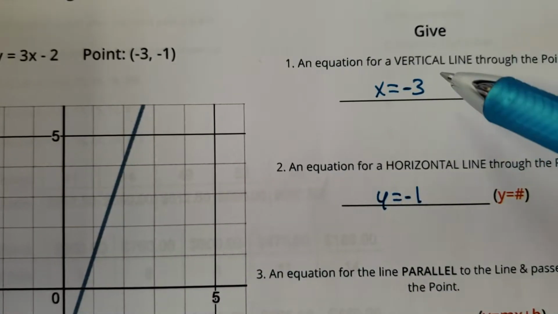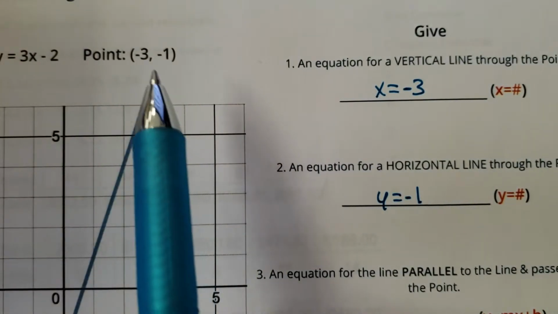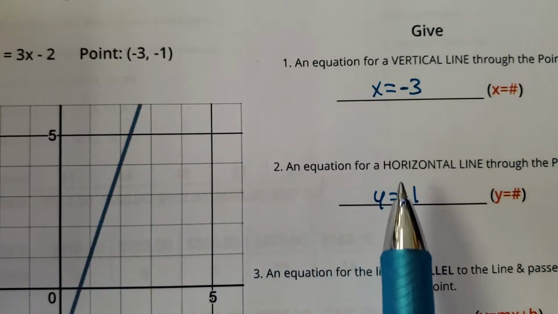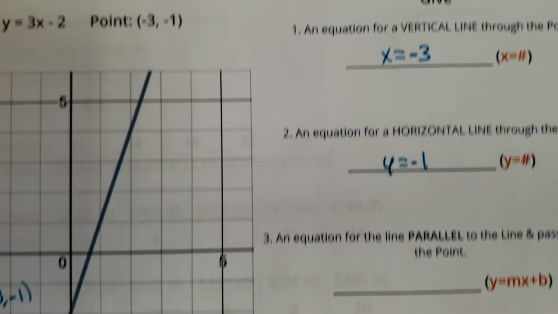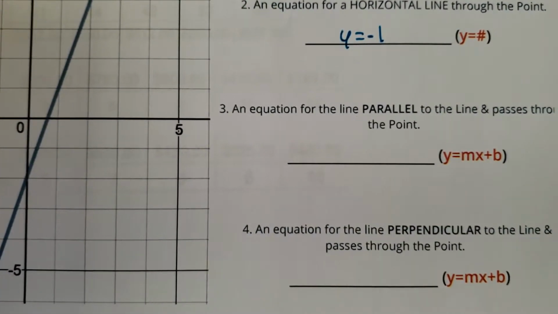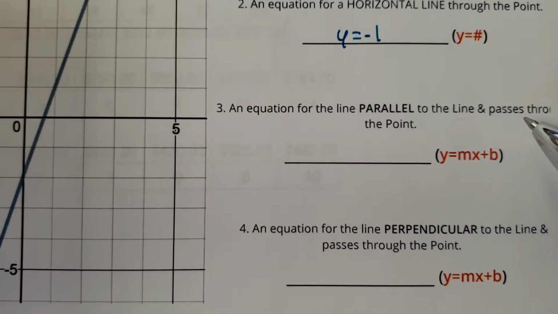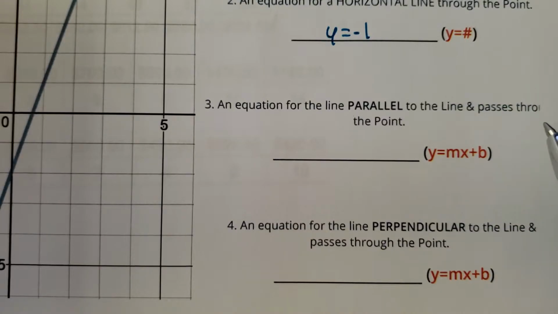If you want to have a vertical line go through a point, you just say x equals the x coordinate. If you want to have a horizontal line go through a point, you just say y equals the y coordinate, and then those two things are done. All right, let's move on with our lives. Here we go. An equation for the line parallel to the line and passes through the point. Did that get cut off there on the side? Yeah, that means through. Weird.